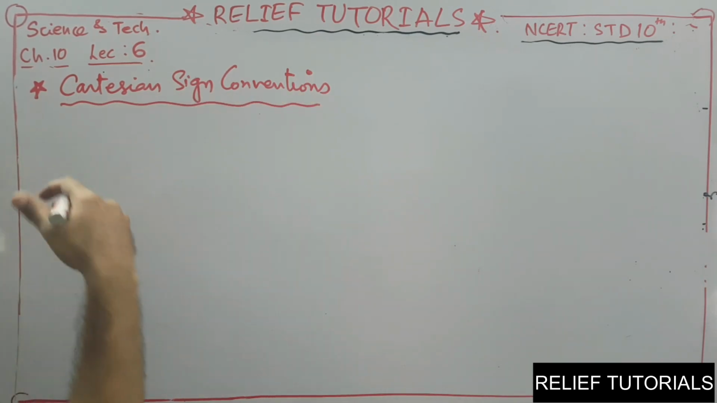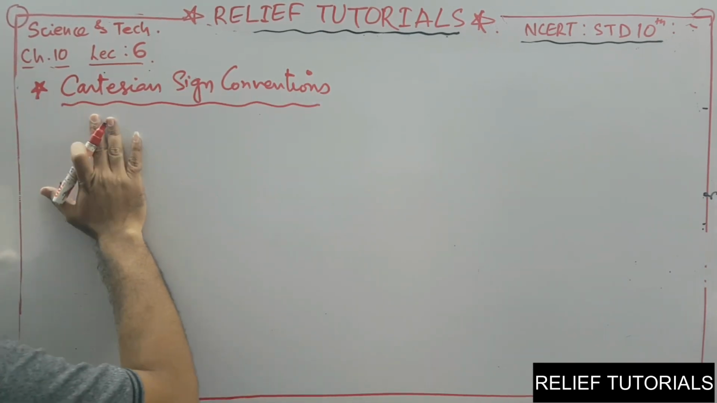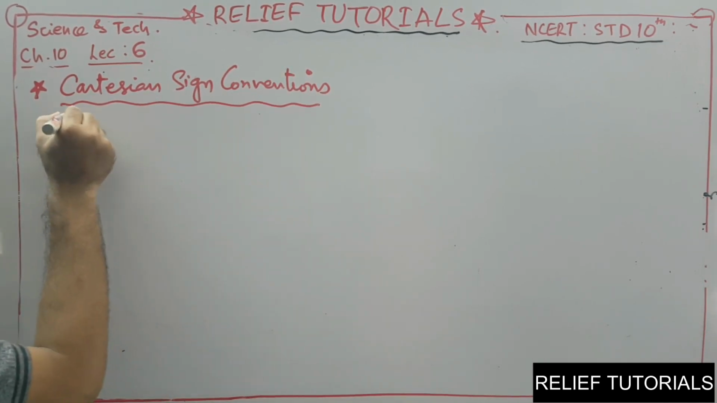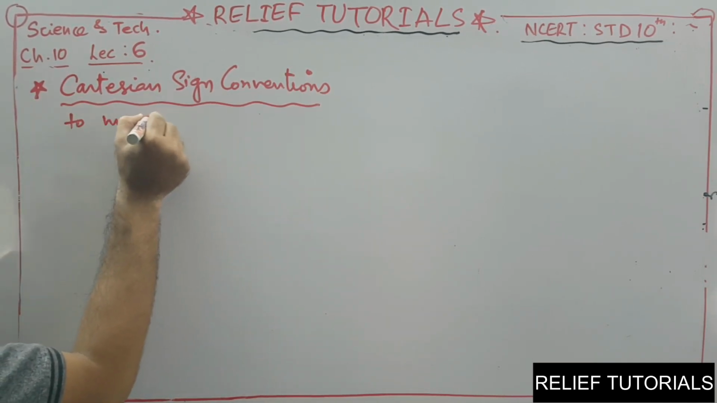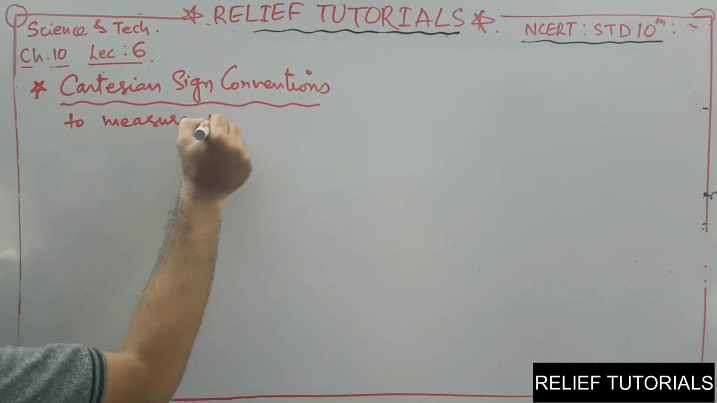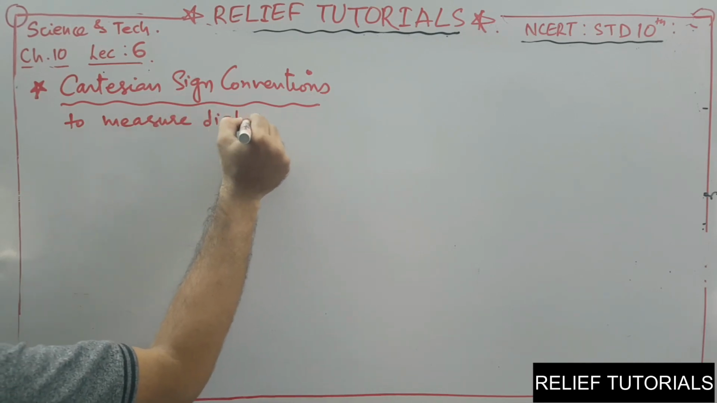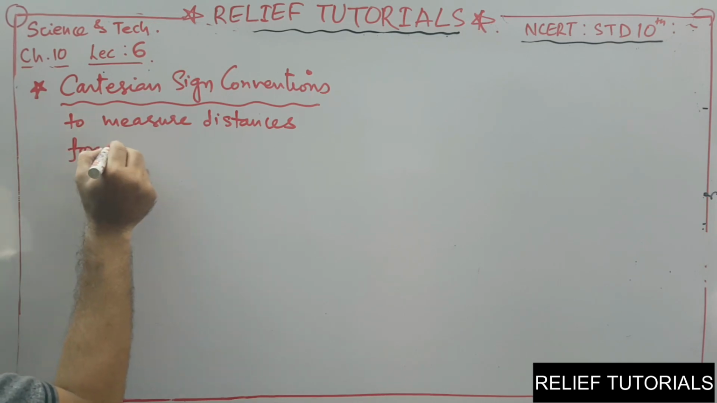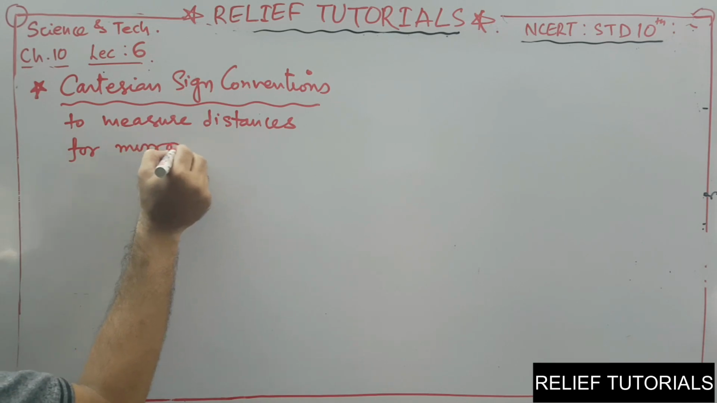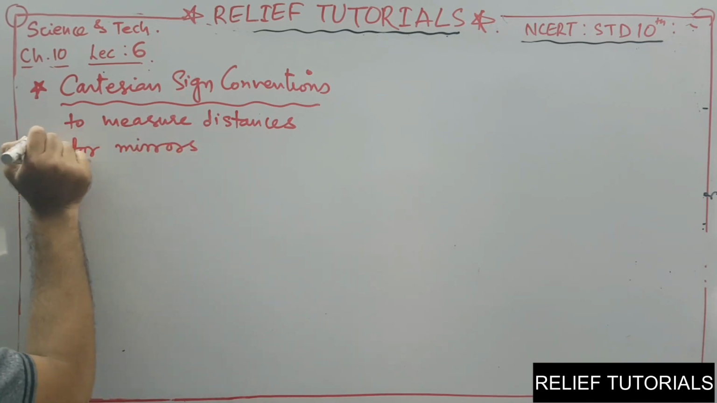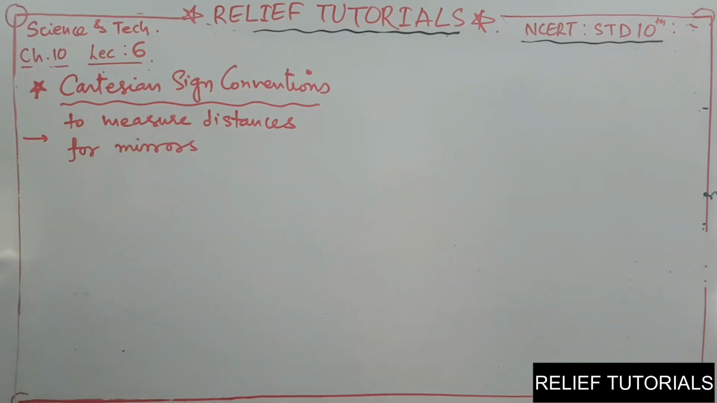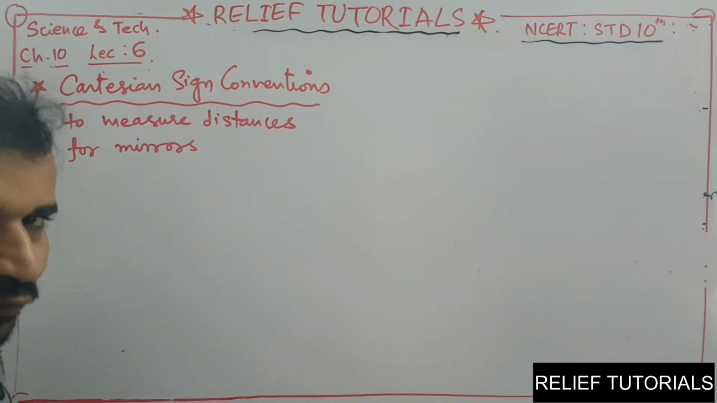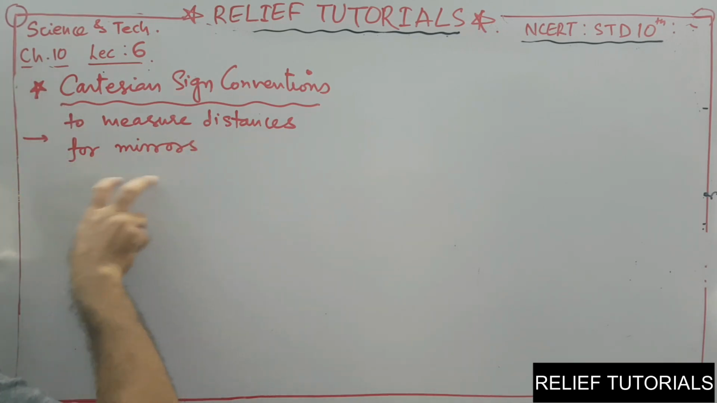Cartesian sign conventions are for what? So these Cartesian sign conventions are to measure distances for mirrors. Cartesian sign conventions are for what? For measuring the distances in the mirrors.